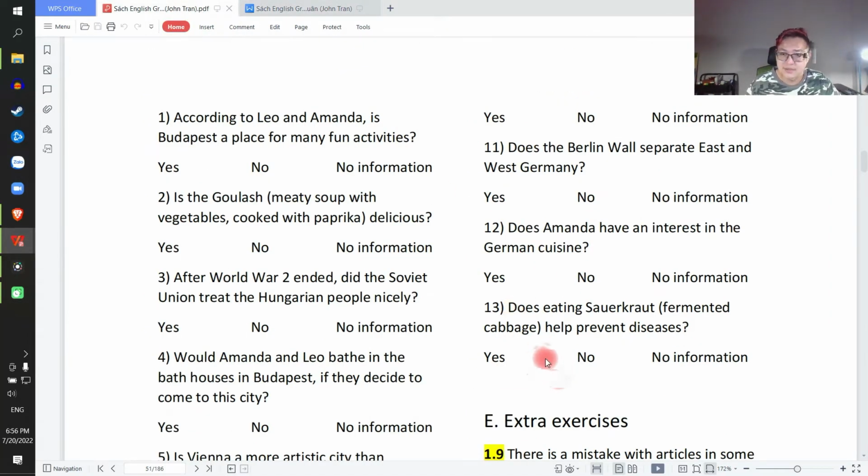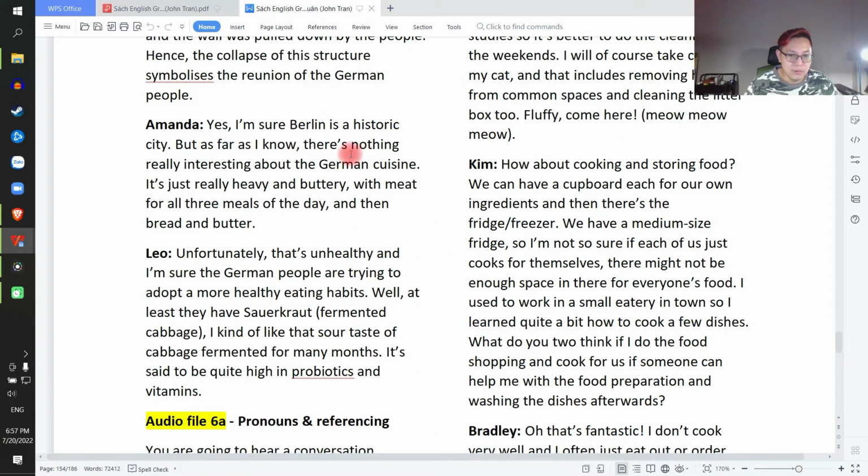So 13 is easy. It helps prevent diseases. Yes. It's a yes. And then Leo says at least they have sauerkraut to compare with the other meaty meals that they talk about, or the other unhealthy meals they talk about.